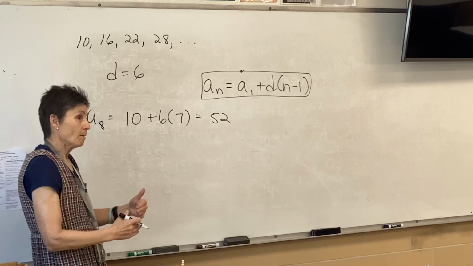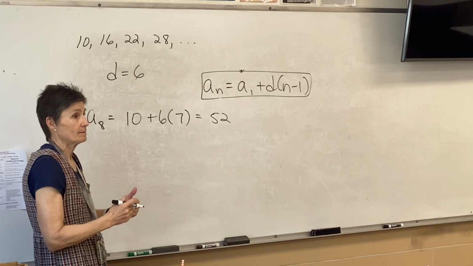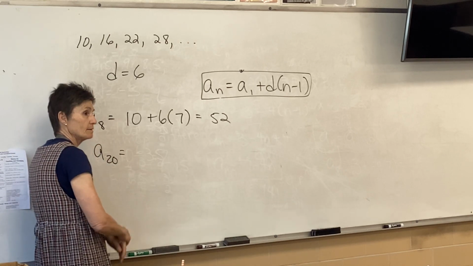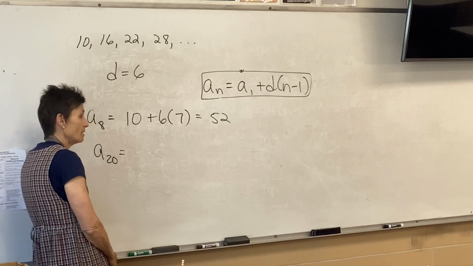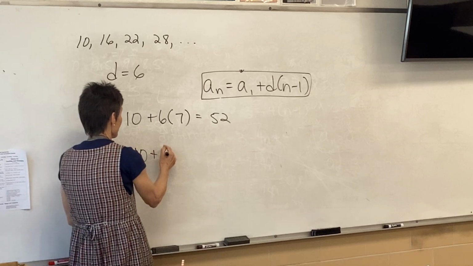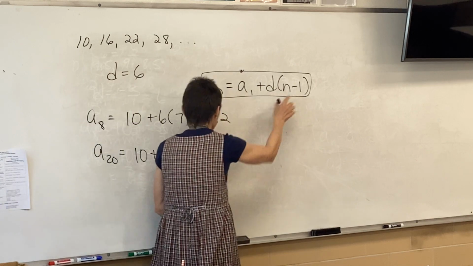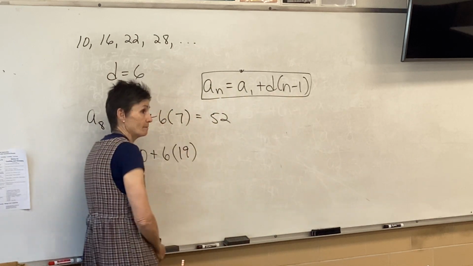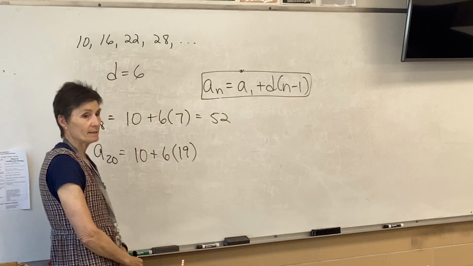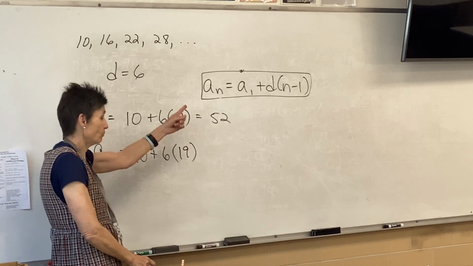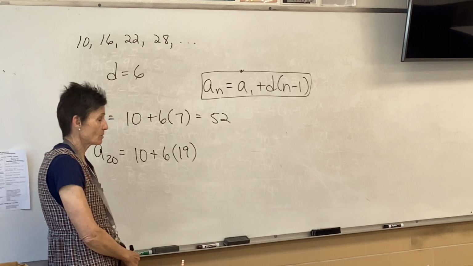Now, all these problems are using a sub 8, but could we find a sub 20 the same way? Yeah. The only difference would be, instead of being a 7, that would be 20 minus 1, or 19. And that would be your 20th term. Isn't that a cool formula? Oh yeah, that's a cool formula.